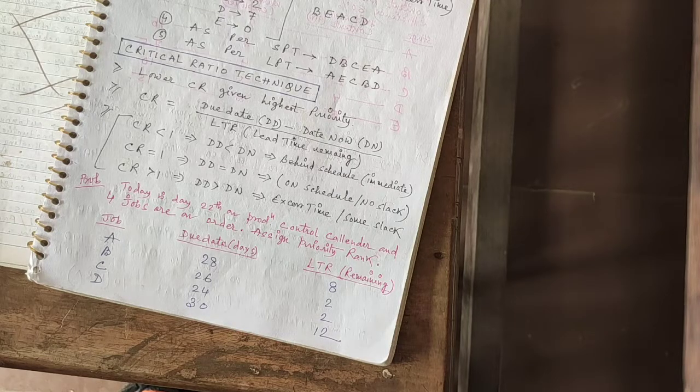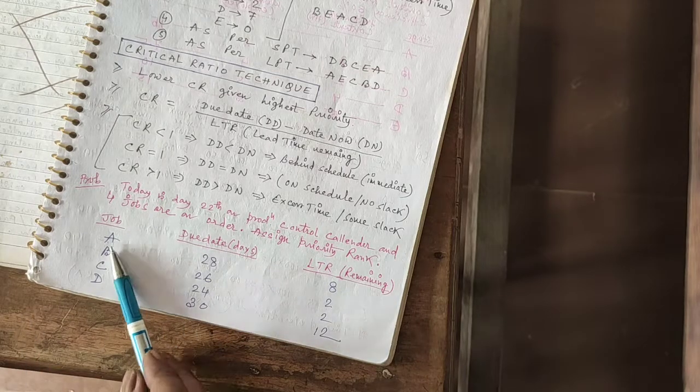Okay, and 4 jobs are on order. Okay, A, B, C, D. Then assign the priority rank. Now what is given in the job: A, B, C, D.